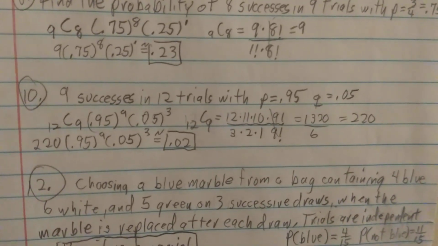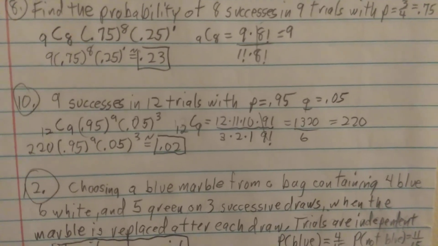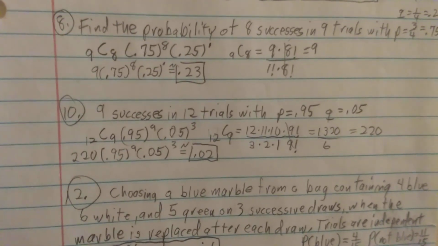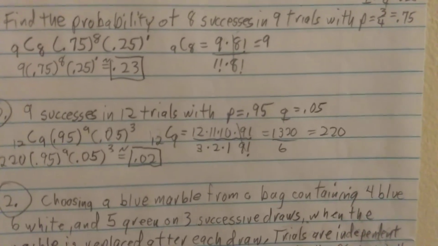Now on problem 10, we have 9 successes in 12 trials with p equals 0.95. That was the probability of success, 0.95. The probability of failure equals 0.05. Now for 12C9, we'll have to figure out 0.95 to the 9th, 0.05 to the 3rd.